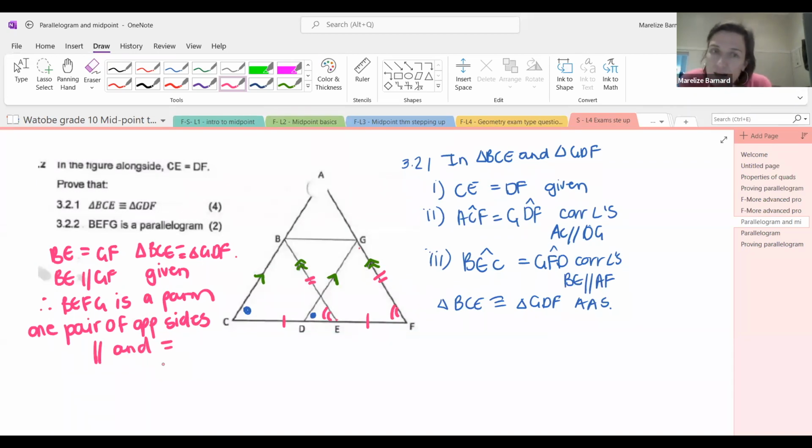Okay, so Vuchilo says angle B is equal to angle F, opposite angles of a parallelogram. Okay, but we haven't proven it to be a parallelogram yet. So until you've proven it, you cannot say that it's a parallelogram. And remember, there are those five ways. You can go back on your notes and look, five ways to prove a parallelogram. And this is one of the ways, that one pair of opposite sides are parallel and equal.